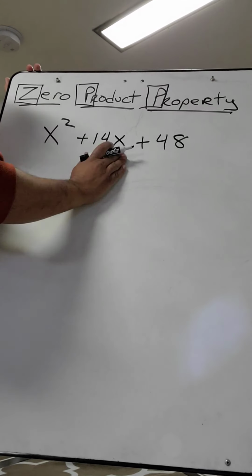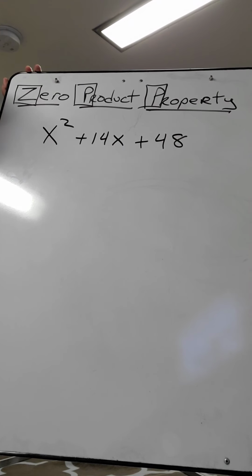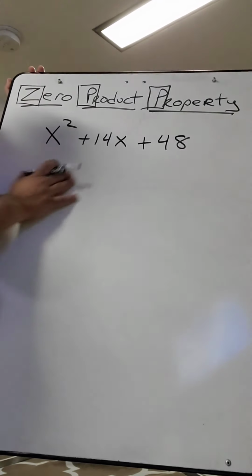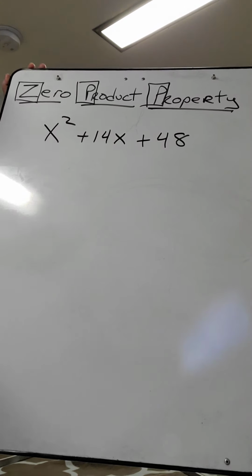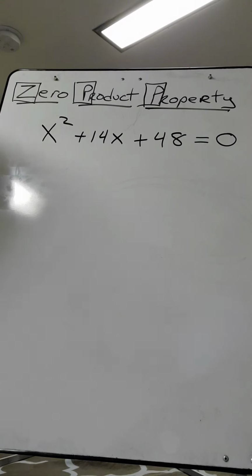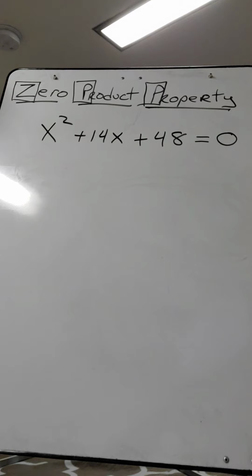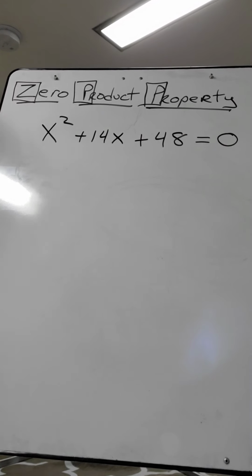X squared plus 14x plus 48. We know that if we were to factor this trinomial, we know what to do. We would change it into two separate binomials. But where the zero product property comes into place is that we now need to add an equals zero on the end of this, and we have to figure out what x is. Okay? So we're going to go about it the same way that we've been doing before.